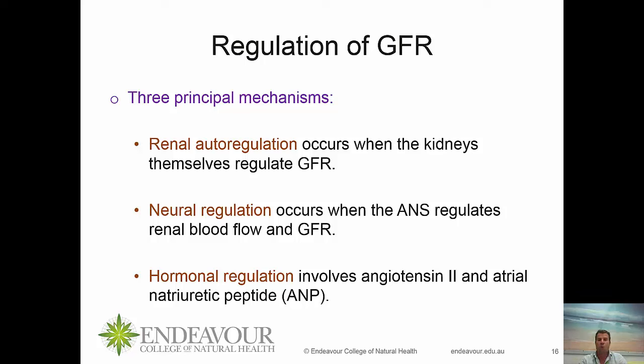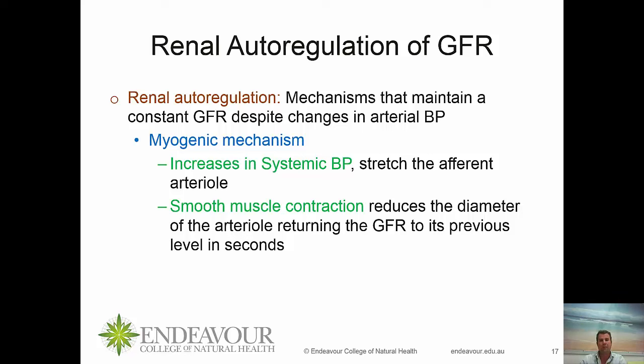And then there's hormones that belong to the renin-angiotensin-aldosterone system, and hormones that are related to the other side of the coin, the atrial natriuretic peptide. So let's go through those 3 principal mechanisms, and there's a couple in the renal autoregulation that we'll talk about. So how does the kidney regulate its own GFR? One of the ways in which it does it is through a myogenic mechanism.